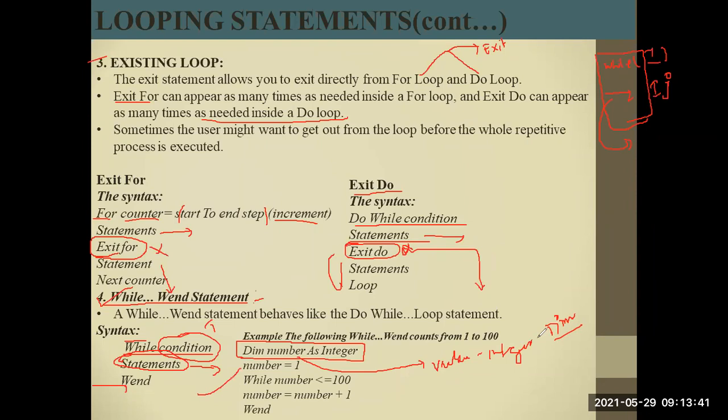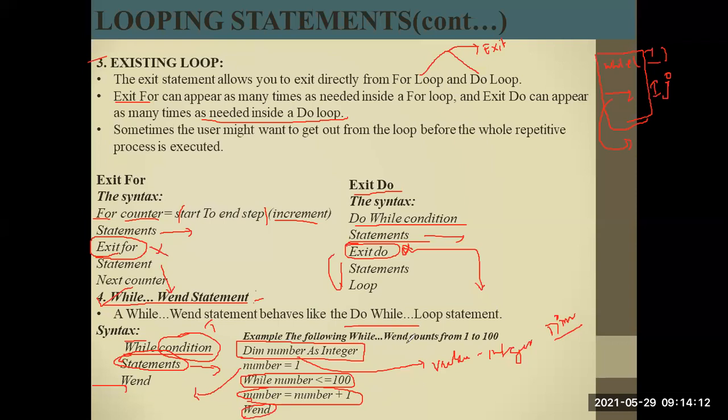Now I'm initializing the number to 1. So initially I'm storing the number equal to 1. Now I'm checking the while condition here. While number is less than or equal to 100. So the number is smaller than 100 or equal to 100. So what we have to do? Now I have to increment the number by number plus 1. Right? Now there will be the while condition. So it is similar to the action that do while do is performing.